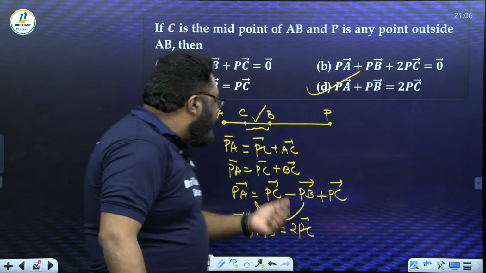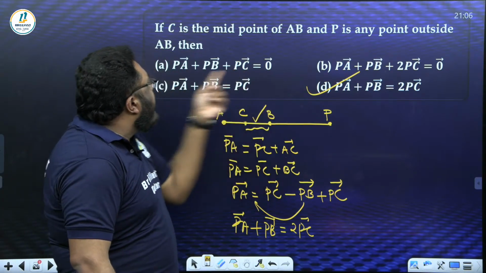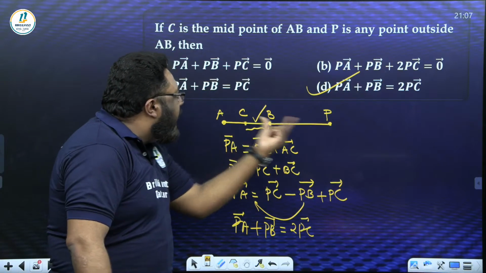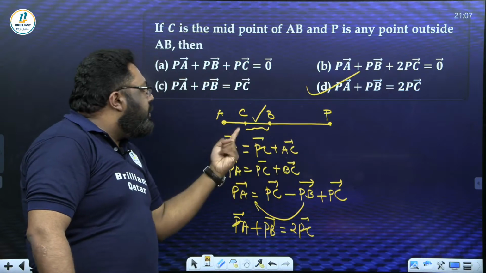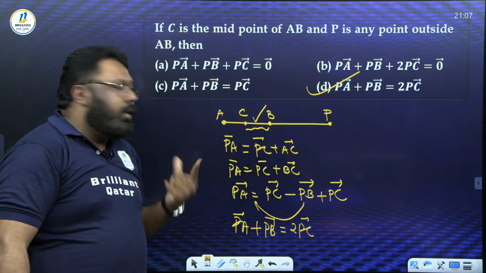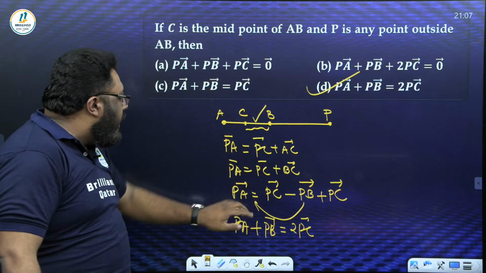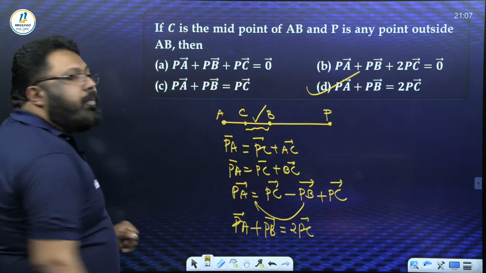Option D. Once again, PA equals PC plus BC. I am trying to keep the expressions all in terms of P. So I changed BC as PC minus PB. P to C minus P to B is BC. Take PB to the left side. PA plus PB equals 2 times PC. Option D.